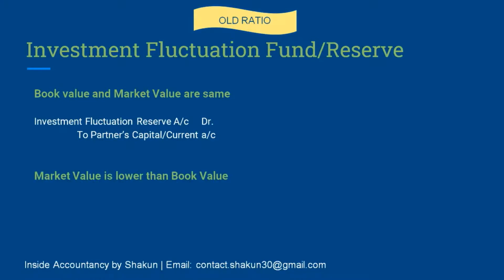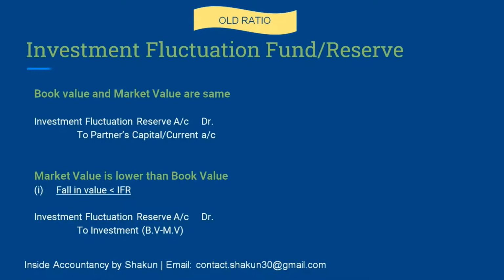Both are the same. The second situation can be when the market value is lower than the book value. Now, when the market value is lower than the book value, again there may be certain situations. The fall in value, the amount by which it is decreasing, may be lesser than the IFR. Let's assume the fall in value is 10,000 and the IFR is 15,000. In this case, our fall in value is lesser than the IFR, so we'll write off the IFR. The fall in value, that is the book value minus market value, will be credited, because the value of the investment is being decreased. Whenever investment, an asset, falls in value, it should always be credited. So if the IFR was 15,000 and investments are reduced by 10,000, the remaining 5,000 will be distributed between the partners in their old ratio.